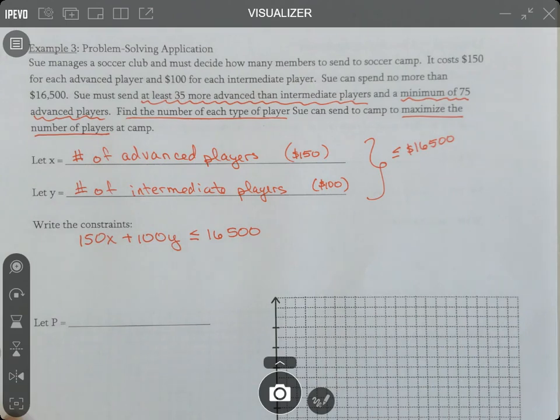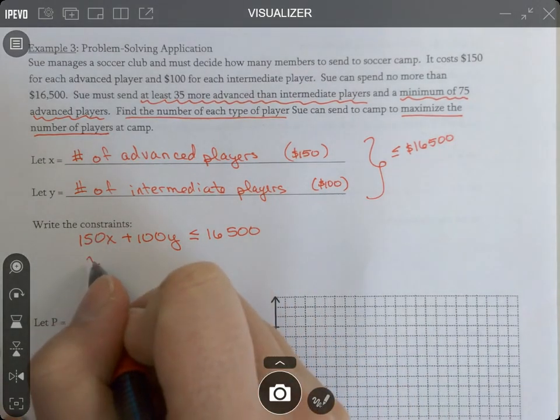If I say you need 35 more dollars, what would you do with the money you have? Add, subtract, or multiply $35. You would add on another 35, right? Who does she need more of, advanced or intermediate? I heard it. Advanced? Okay.